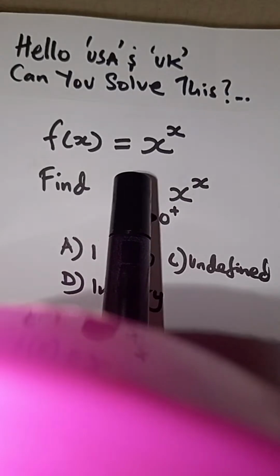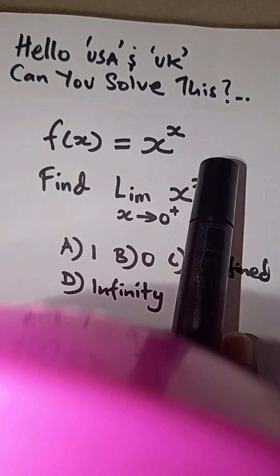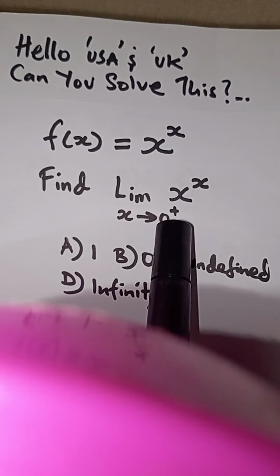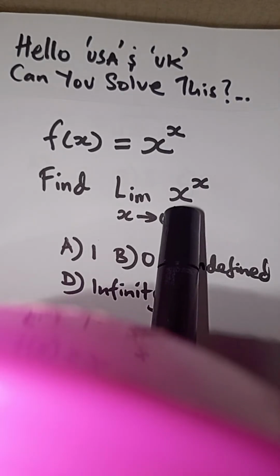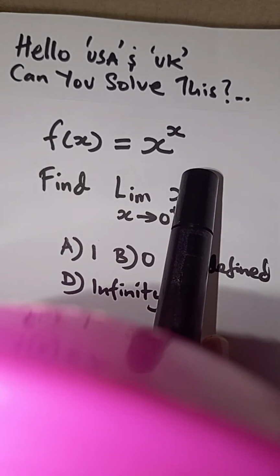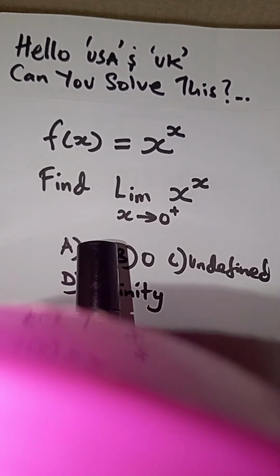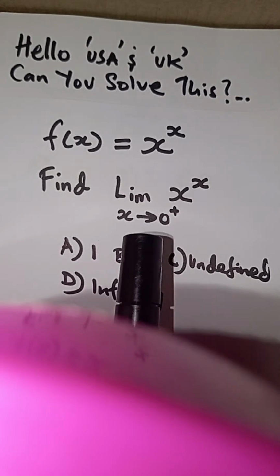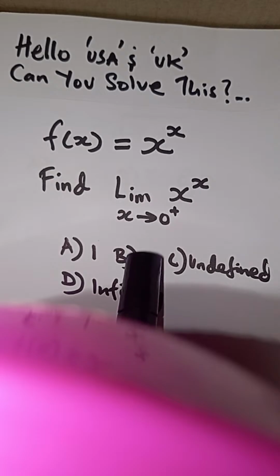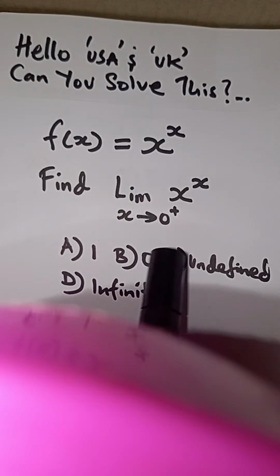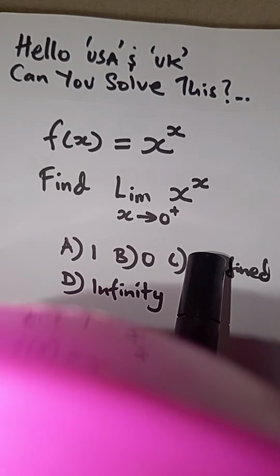So here we are told that the limit as x goes towards 0 on the positive side for x to the power x. Do you get the output as either 1 or 0? Or C, are we going to get undefined?